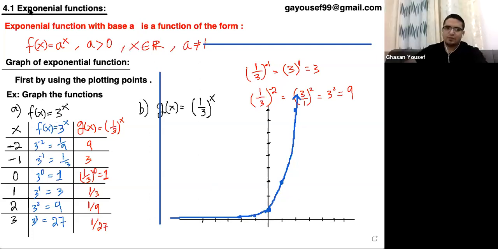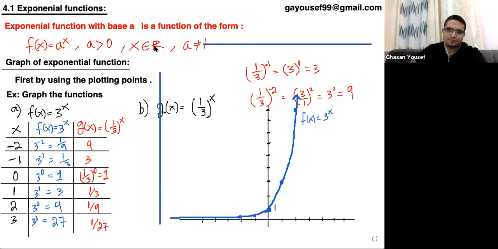Okay, the blue curve is the function f of x, f of x equals 3 to the power x. You have to know the function crosses the y-axis at this point. This point is (0, 1) always. The blue curve must cross this point. Now let's do the red curve.